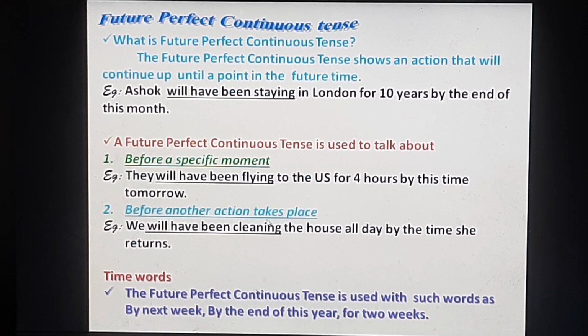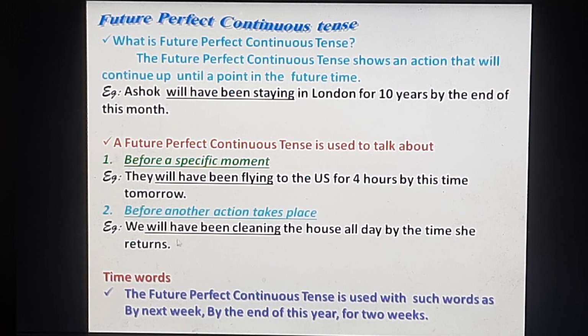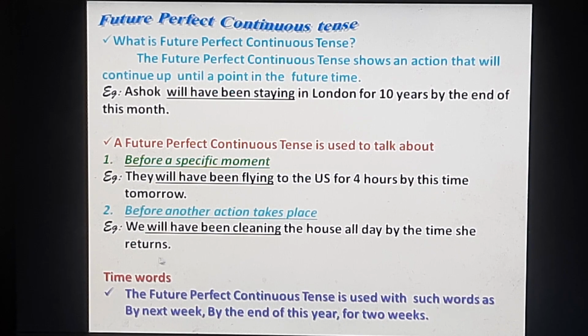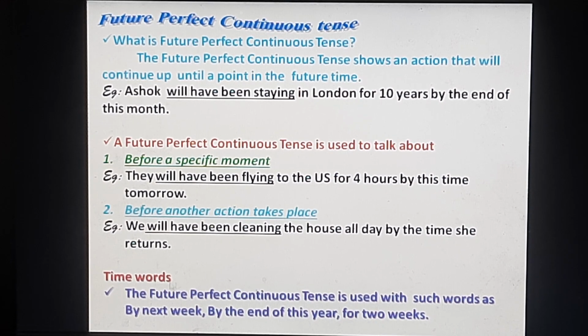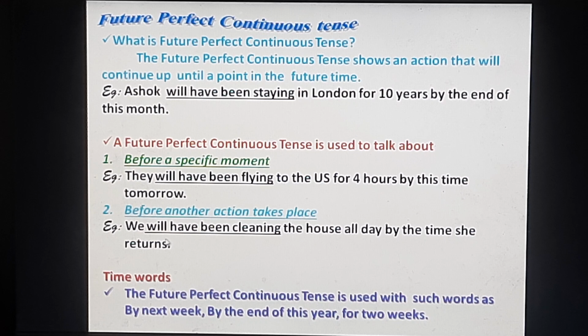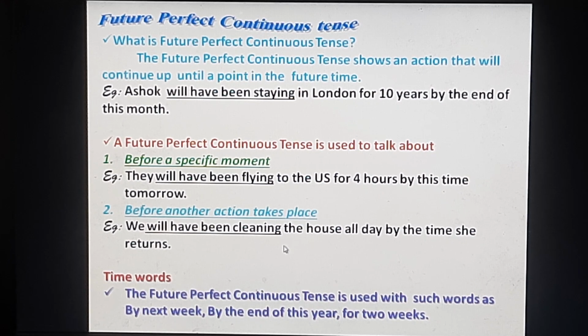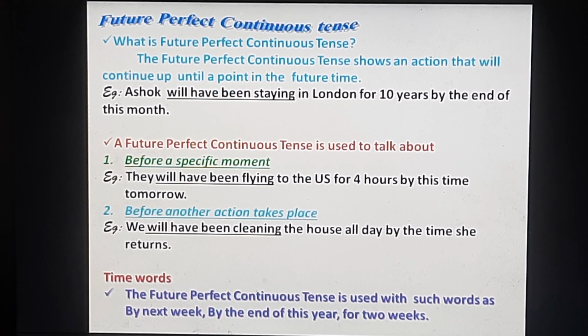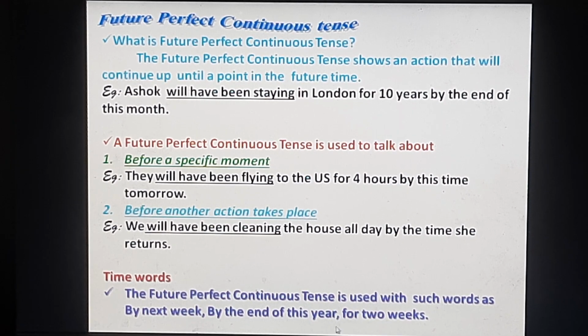Now before another action takes place, example, we will have been cleaning the house all day by the time she returns. So two actions. So before another action, your future perfect continuous tense will have been cleaning, and the act will go on continuously before the other act. Now the time words: by next week, by the end of this year, for 2 weeks are your time words.